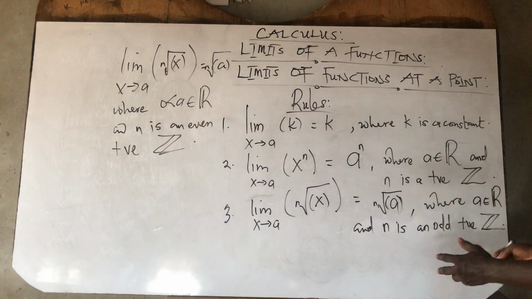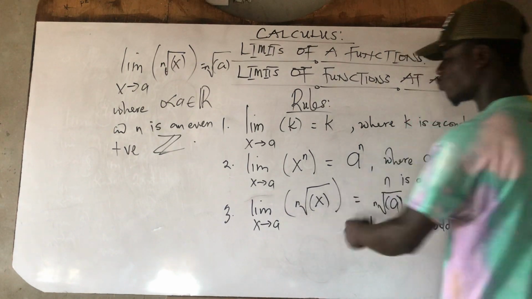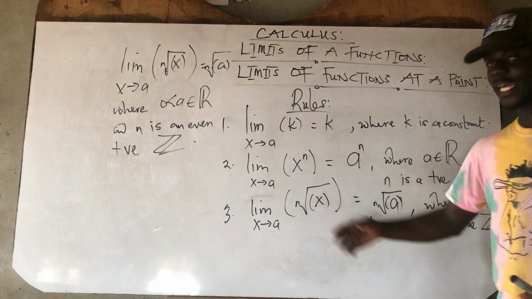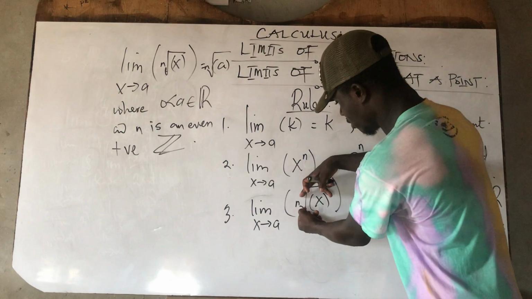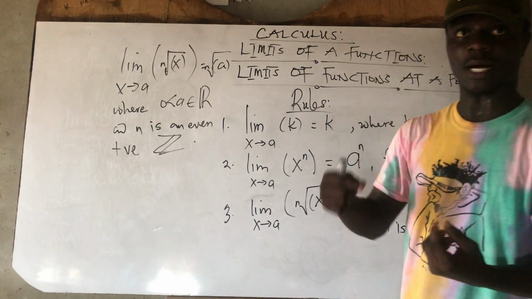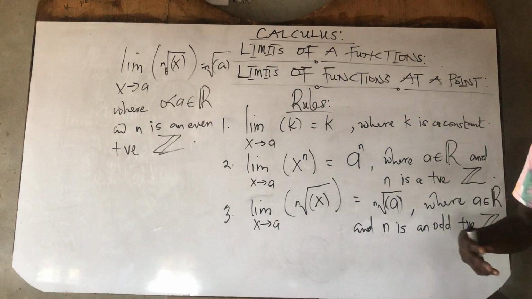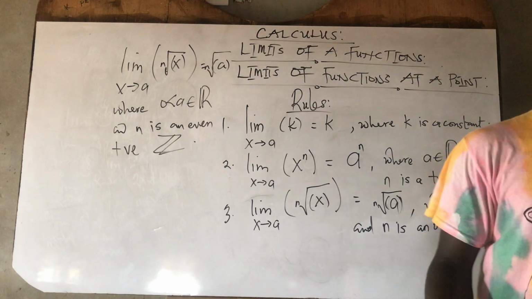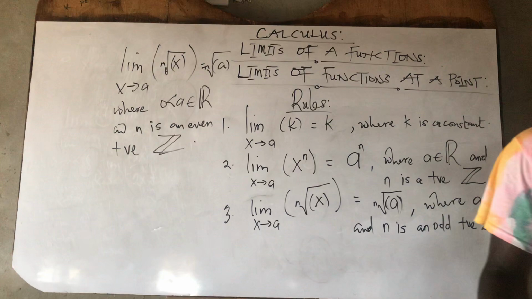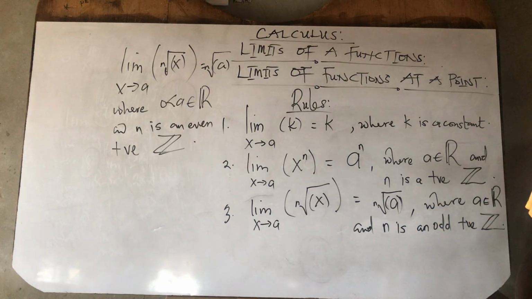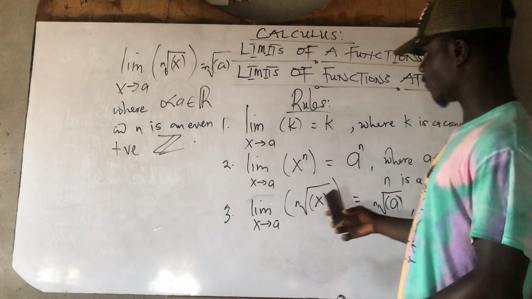So what this means is that we can get this nth root of x where n can be 3, that's an odd number, or n can be 2, that's an even number. So we can get it as that. So right, let's move on to the fourth rule.